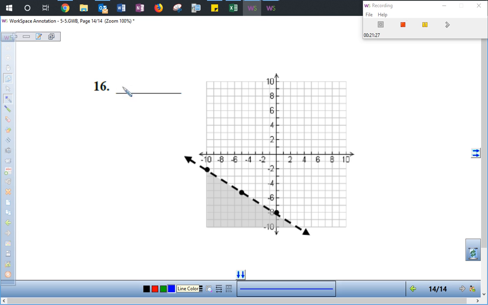Alright, hopefully you noticed that we start with a y, and then we have a slope of -1, 2, 3, 1, 2, 3, 4, 5, -3/5. And then we intersected the y-axis at -8, so -8. And then it's less than because it's shaded below with a dashed line.